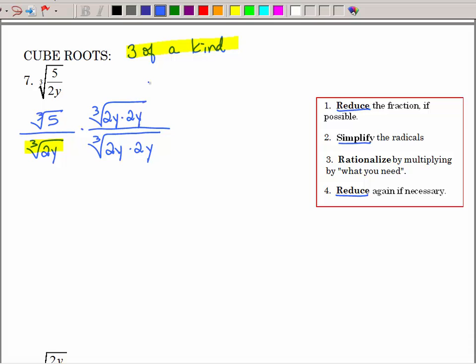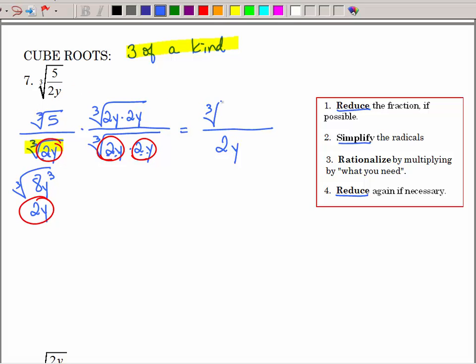Now just so you can remember, 2 times 2 times 2 is 8, y times y times y is y cubed, so the cube root of all of that is just going to be 2y. So remember, that's why we need that 3 of a kind. So when I have all of those multiplied together under a cube root sign, it just comes out as 2y.